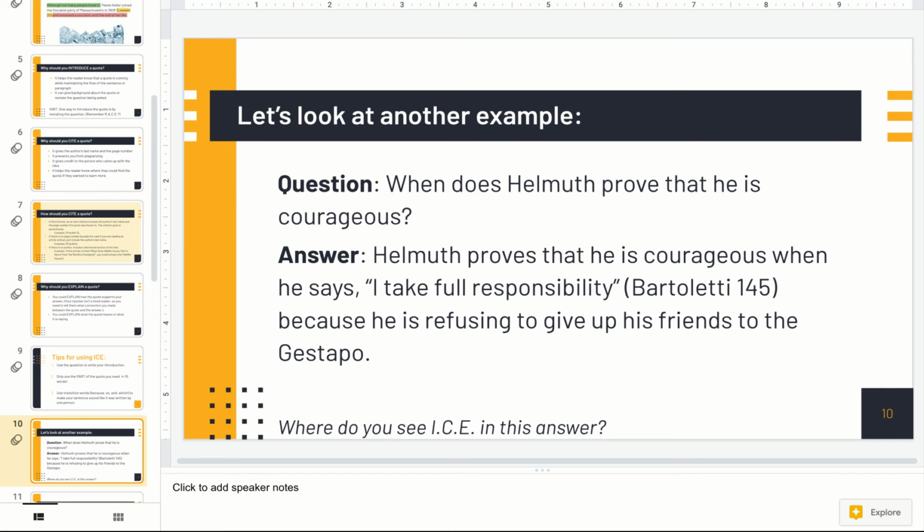Let's look at another example. Say you have the question, when does Helmuth prove that he is courageous? And an answer. Helmuth proves that he is courageous when he says, I take full responsibility, Bartoletti 145, because he is refusing to give up his friends to the Gestapo. This is an example where someone was able to include all 3 parts of I.C.E., introduce, cite, and explain, in one complete sentence. Look at it and see if you can identify where the introduction, citation, and explanation is.